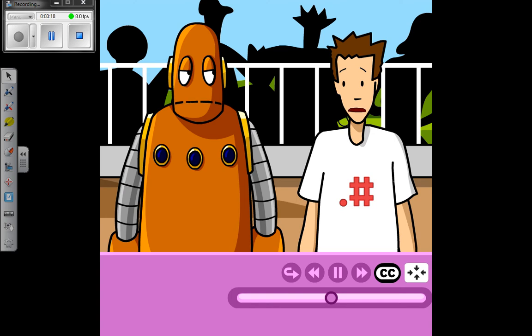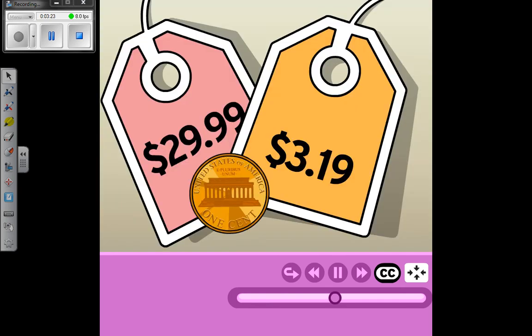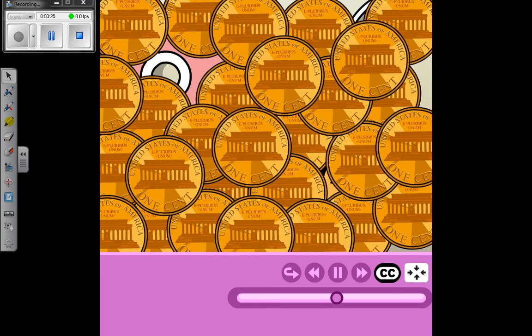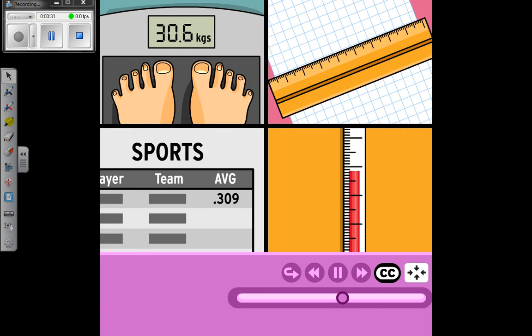Actually, decimals are really important. We use them every day to talk about money. Right, 1 cent is just 1/100th of a dollar. We can also use decimals for weight, measuring distances, baseball statistics, temperatures, and even stock prices.